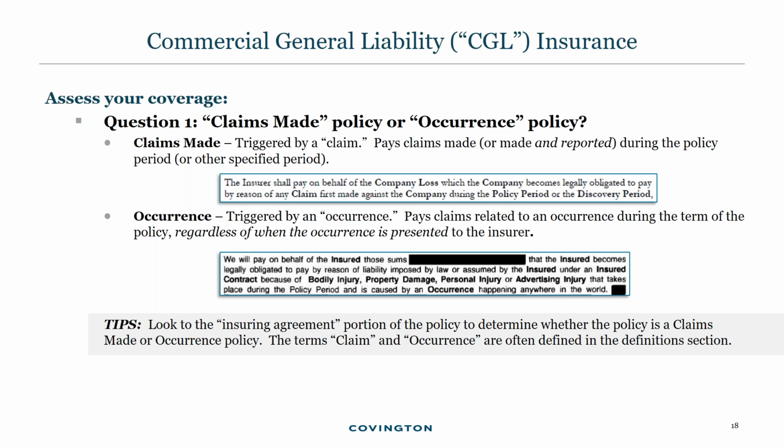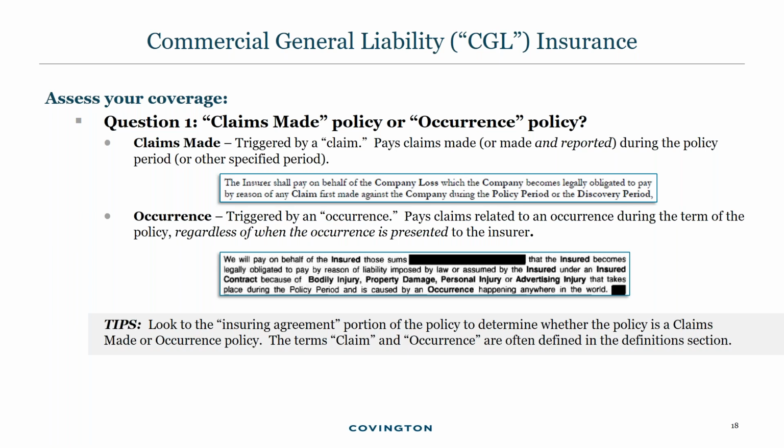Claims made means it is triggered by a claim. The policy will pay on claims made or made and reported to the insurer during the policy period or some other specified period as specified in the policy. We have an example on the slide of a type of insuring agreement that shows you that this is a claims made policy. Another type of policy is an occurrence-based policy.